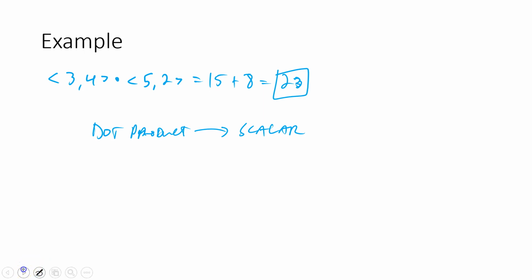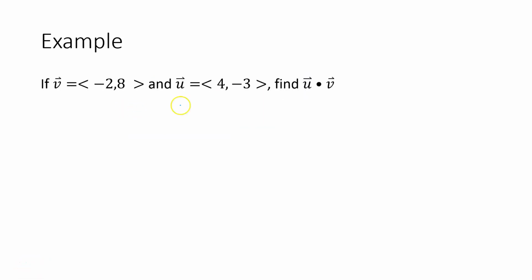Okay, let's take a look at another example. If v is negative 2, 8 and u is 4, negative 3, find u dot v. Give this a shot if you want to. You can pause the video and try it on your own. All right, let's see what you got. So u dot v, I'm going to multiply the first components, which is negative 8, and I'm going to add to it the multiplication of the second components, which is negative 24. It's going to give us a negative number. That's going to be negative 32. So once again, we took a dot product and ended up with a number.